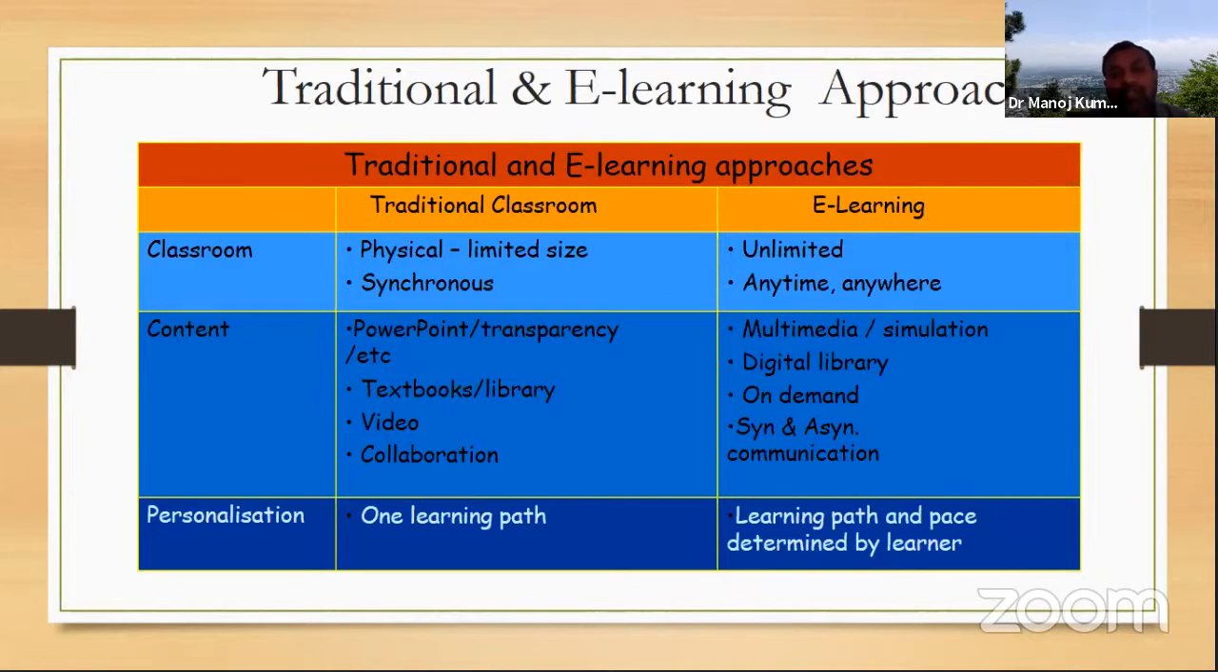In the traditional classroom, we use PowerPoint and transparencies. In e-learning, we use digital libraries, simulation models, multimedia and all that. And we can also see personalization: there is only one learning path in the traditional classroom, but in e-learning, the learning path and pace are determined by the learner. So the learner can decide which stuff needs more time. Based on his capability, some part of the course material he might understand quickly, some part may take much more time. So depending on their capability, they can decide the path of learning. That is the ease in e-learning.